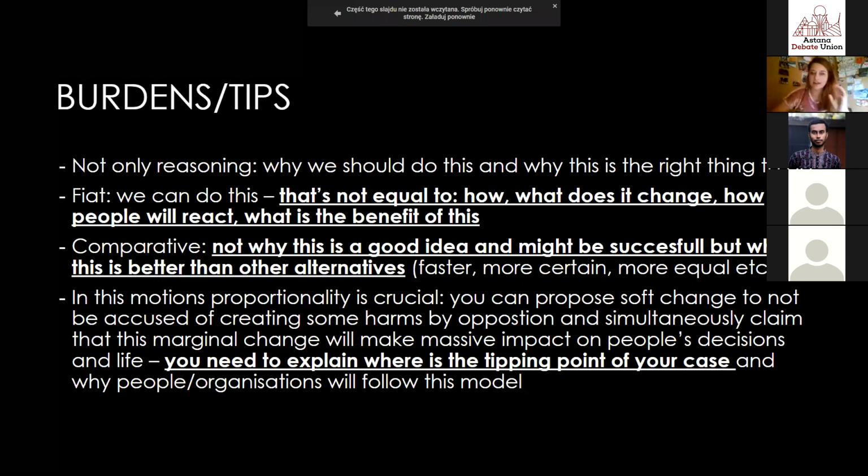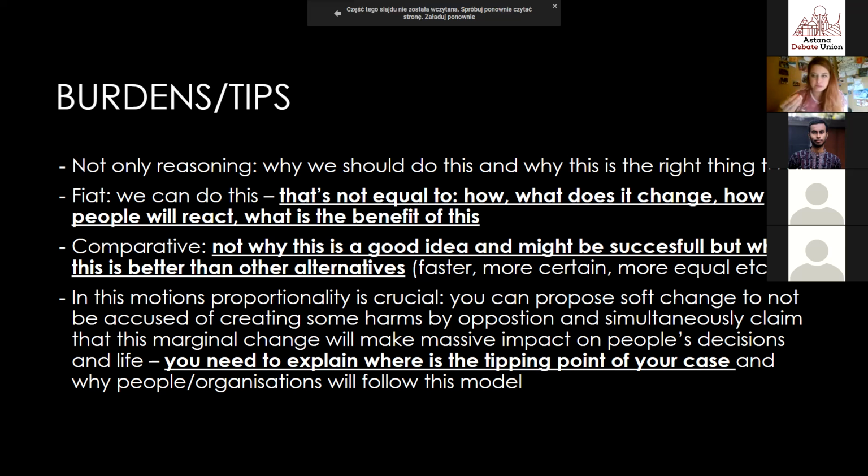So when you are analyzing this, fiat is not equal to how the change will happen. What does it change? How will people react? What is the benefit of this? So assuming you have a fiat to implement, like, a higher tax on meat, people will accept it. Yeah, you gave the reasoning that there are a lot of vegetarian people, that animals are suffering, that there is a lot of pollution and other reasoning.